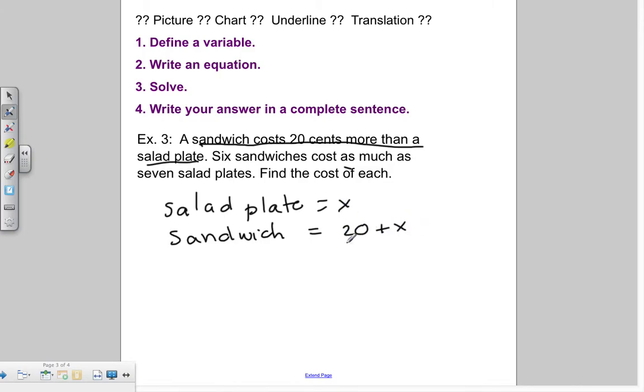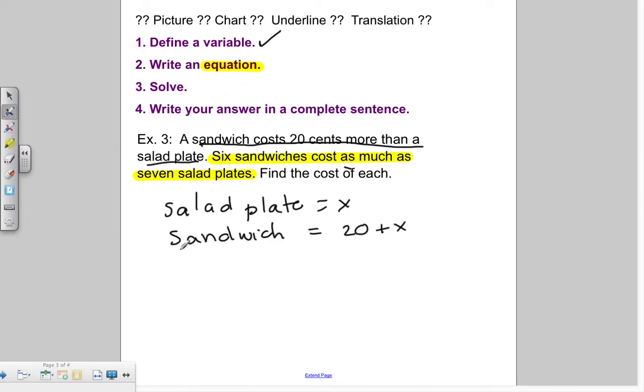And it probably would be good form to do 0.20, but I'm just going to keep everything in terms of cents. Okay, so I have defined my variable. Now, I have 2 situations here that I need to define, and I did both, which is what it was asking me to do. Now the next part, which I'll highlight for you, 6 sandwiches cost as much as 7 salad plates. That part is going to be my equation.